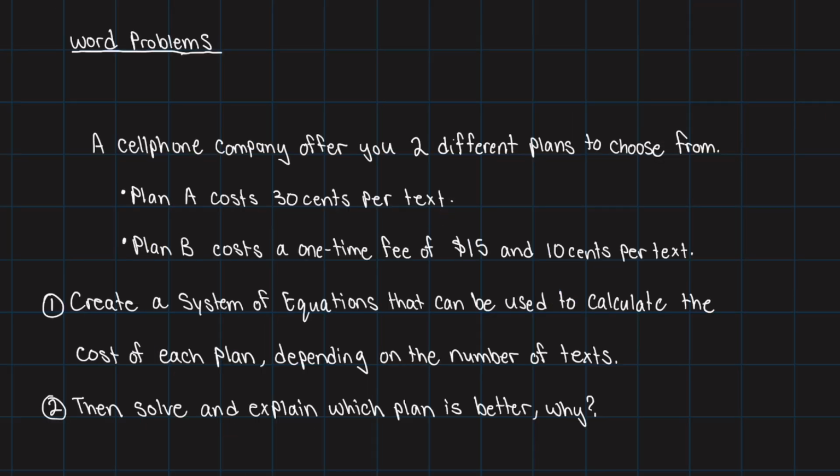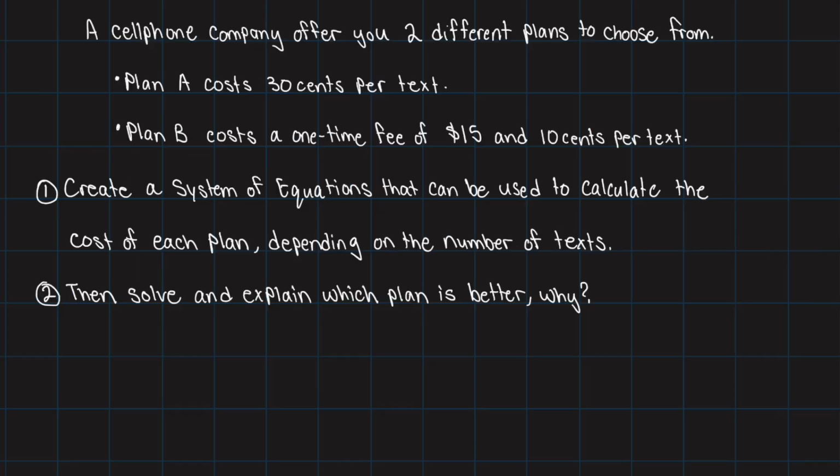Now we are moving into the last section of this video and also this unit, system of equations, and that is word problems, everybody's favorites. A cell phone company offers you 2 different plans to choose from. Plan A costs 30 cents per text, and Plan B costs a one-time fee of $15 and then 10 additional cents per text. Now the first part of this word problem is to create a system of equations that can be used to calculate the cost of each plan depending on the number of texts. And then after that we have to solve and explain which plan is better.